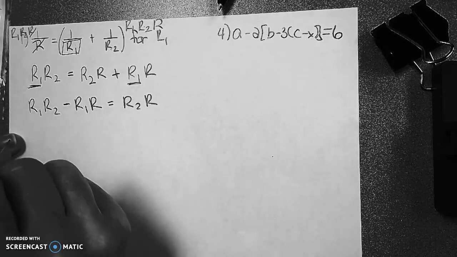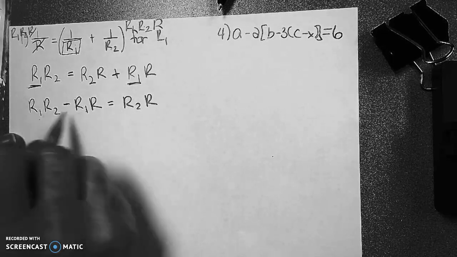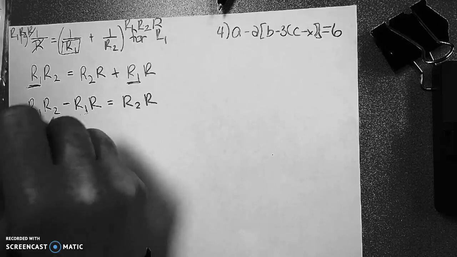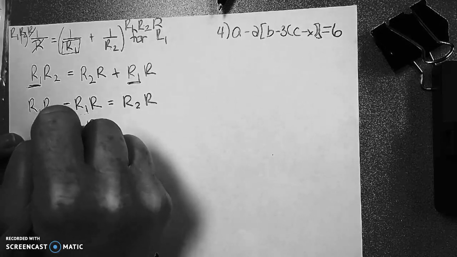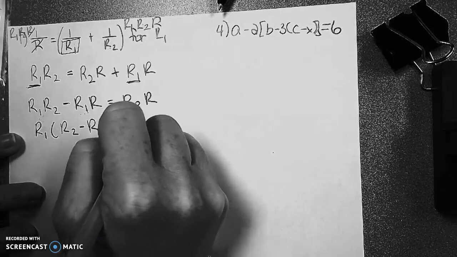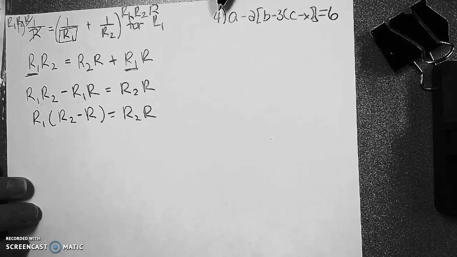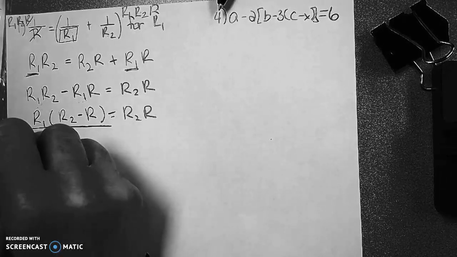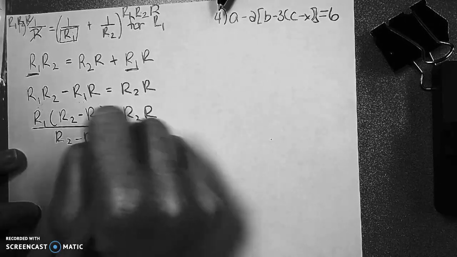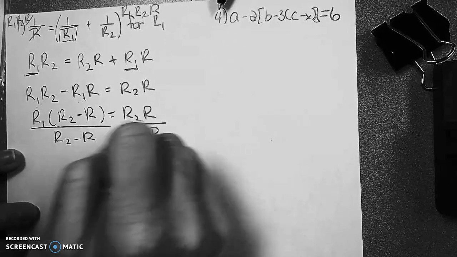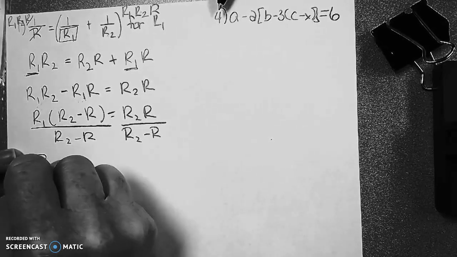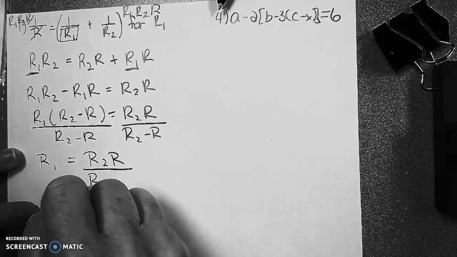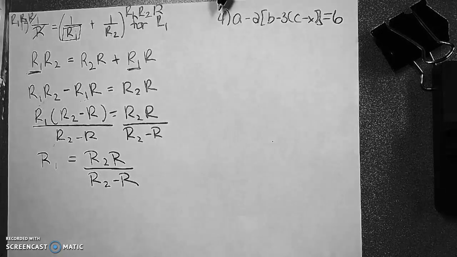So again, I'm trying to get r1 by itself, and I notice these both have r1 in common. So I'm going to factor an r1 out. And when I do, I'm left with r times r sub 2 minus r, which means if I'm trying to get r sub 1 by itself, I can just divide. So r1 will equal r sub 2 times r over r sub 2 minus r.